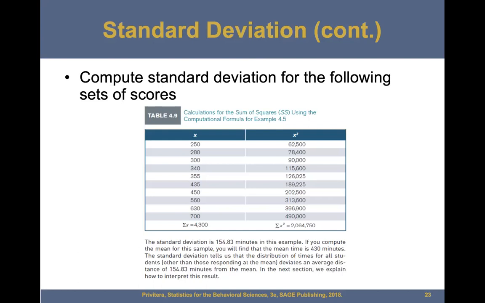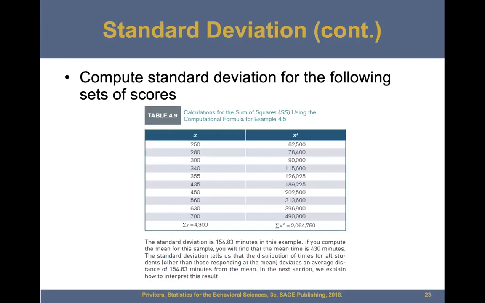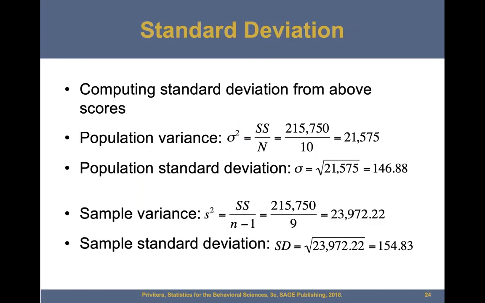When we talk about intelligence scores, you usually go by each standard deviation, usually about 15. So computing the standard deviation from the above scores, population variance: sum of the squares over n, 215,750 divided by 10 is 21,575. Where do they get that from? And then you would square root that. Sample variance is the same thing, except you divide by 9, and then you do the standard deviation with the square root of it.